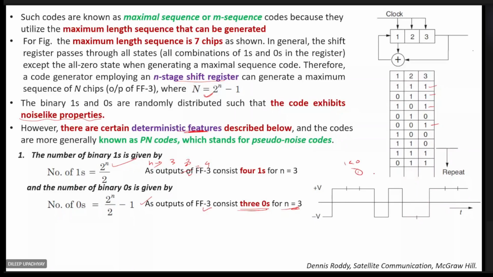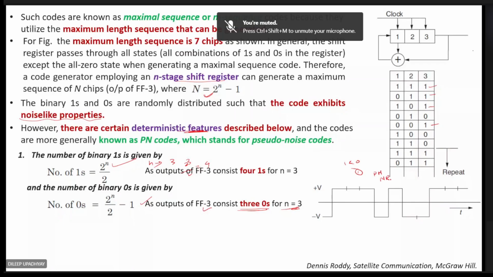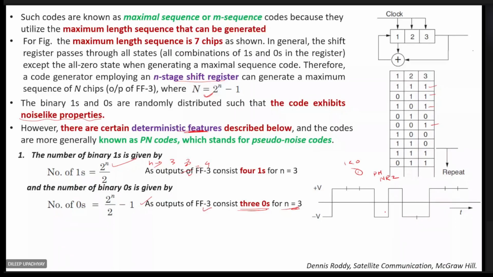If you represent this PN sequence by NRZ data, then this area will cancel out by this, and this area will cancel out by this. Only this area is remaining, and whatever DC term we get is only because of this area, or in the opposite sense, only because of this area.